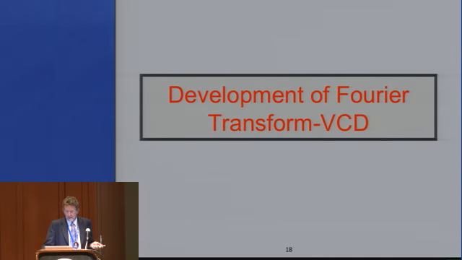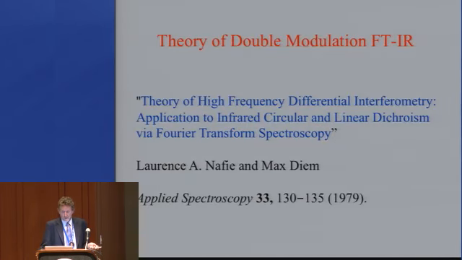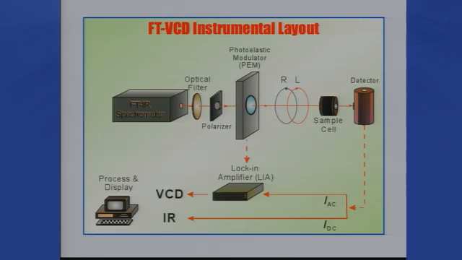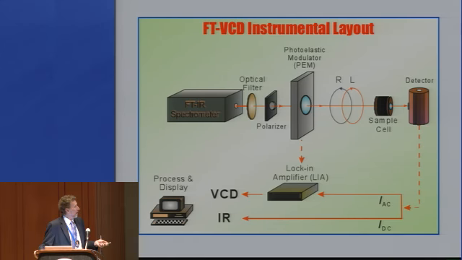So let's now jump ahead a few years after I was at Syracuse to do the Fourier transform instruments. And Max Diem and I published a theory paper on it, dubbed double modulation FTIR, that also works for linear dichroism. And this came out in Applied Spectroscopy in 1979. And the basic idea is that you take an FTIR spectrometer and you polarize the light, you put it through a PEM, you get modulation sample, and then the lower path here leads to an interferogram of the IR. You just take the preamplified signal, you can Fourier transform it to get the IR.